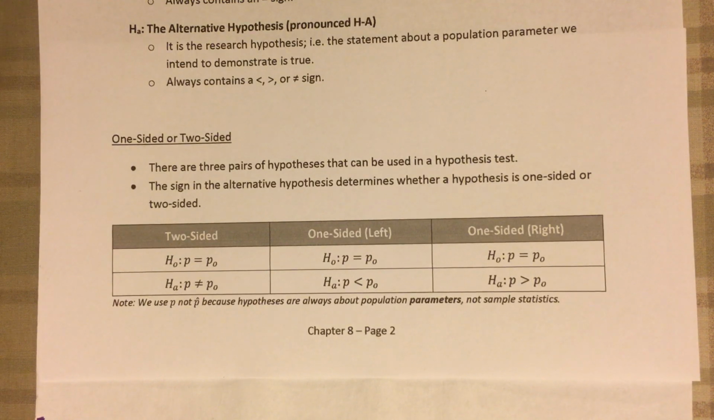Our null hypothesis is still the same regardless of what type of test we're looking at. So in every single case, our null hypothesis has an equal sign. If it's two-sided, our alternative hypothesis has a not equal to sign, or if it's one-sided, we have a less than or greater than symbol. So our sign actually in that alternative hypothesis determines whether it is a one-sided or a two-sided hypothesis test.